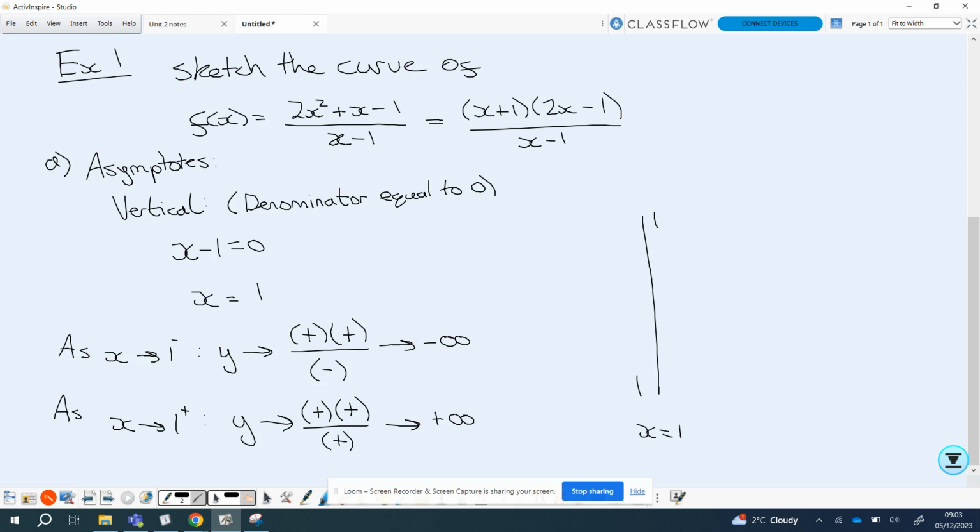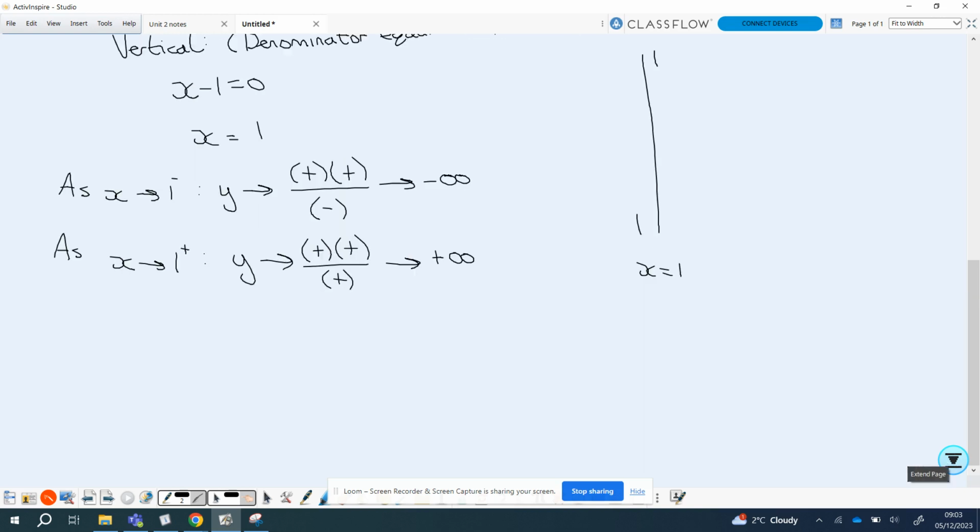Second thing we want to do is work out any non-vertical ones. So we're now looking at non-vertical. Remember, this could be a horizontal line, or it could be a line with a slope, of the form y equals mx plus c. So we've got to think about how we can find that. Remember, first thing we do, long division.